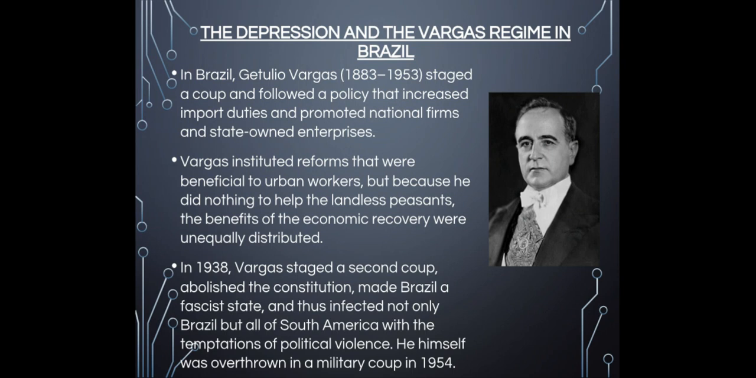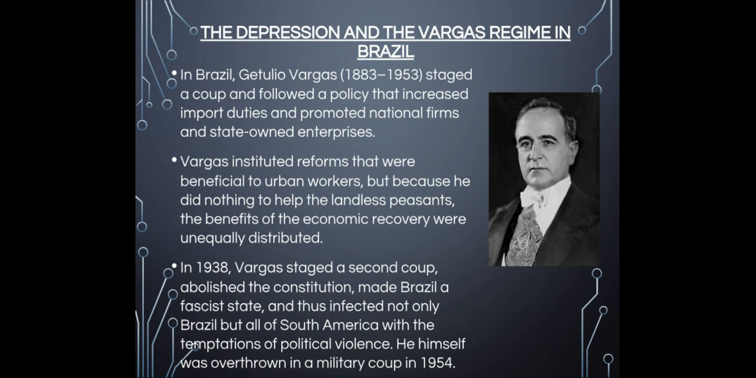In the 1930s, Brazil resembled European fascism when Getúlio Vargas came to power. Vargas staged a coup and followed out with a policy that increased import duties and promoted national firms and state-owned enterprises. In the process, industrialization brought all of the usual environmental consequences: mines, urbanization, and the conversion of scrubland to pasture and deforestation.